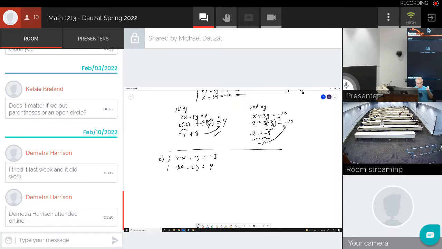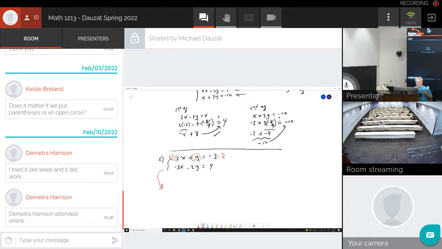All I've got to do is make this right here, what number? A positive 2. But what I've got to do to get that to be a positive 2 is I've got to multiply the left side and the right side by what number? 2. Okay? And now when I do that, look at what I get.